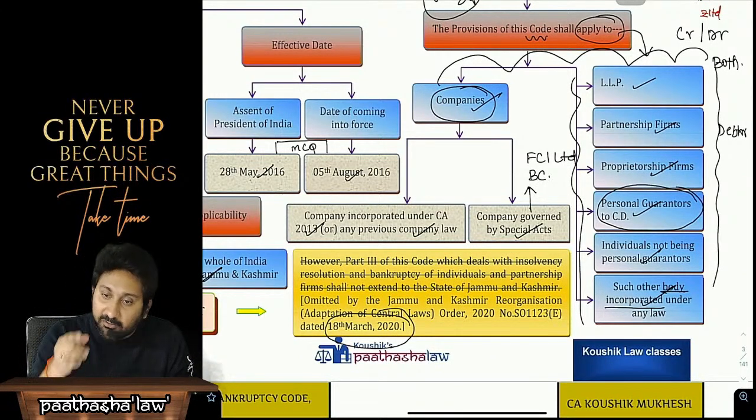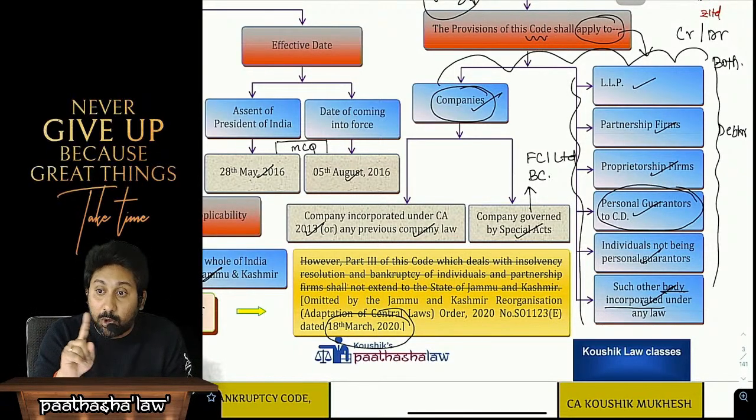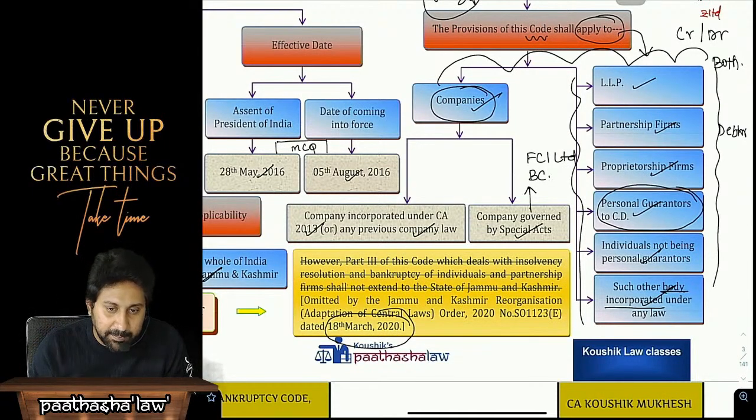Principal debtor, or first one creditor, second one principal debtor, third one is a surety. Surety is also called a guarantee or a guarantor. The guarantor will pay if the original principal debtor fails to repay. That means the guarantor stands in which capacity?